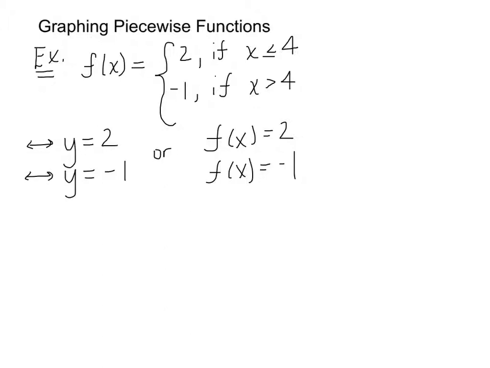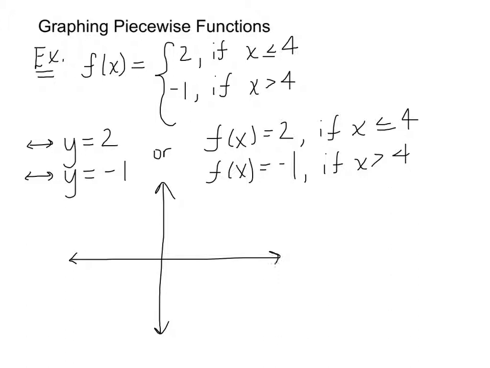What is happening is the first line is only restricted for x values that are smaller than or equal to 4. And the second one is only for x values that are greater than 4. I like to graph my piecewise functions using two different colors, because that makes it easier for me to see what's going on. So I'm going to do the first in pink, and the second one I'm going to use blue.